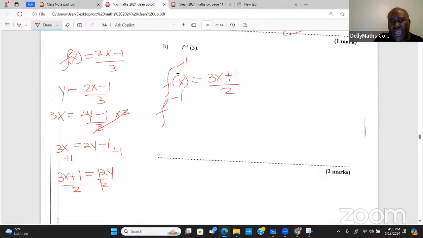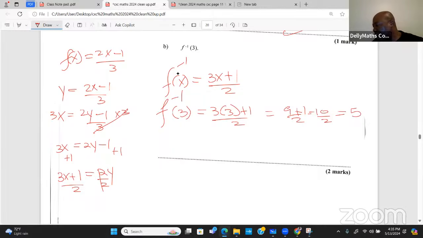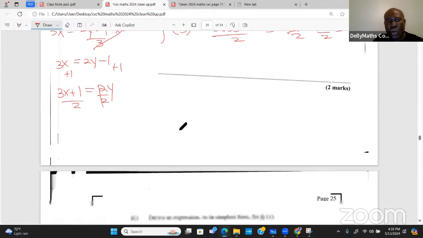Now I'm going to find the inverse of f of 3. So the 3 is going to go where the x is. Add 1 to it, divide by 2. 3 times 3 is 9, plus 1, over 2. 10 over 2 is definitely 5. So we're looking for 5 as the answer for that one.